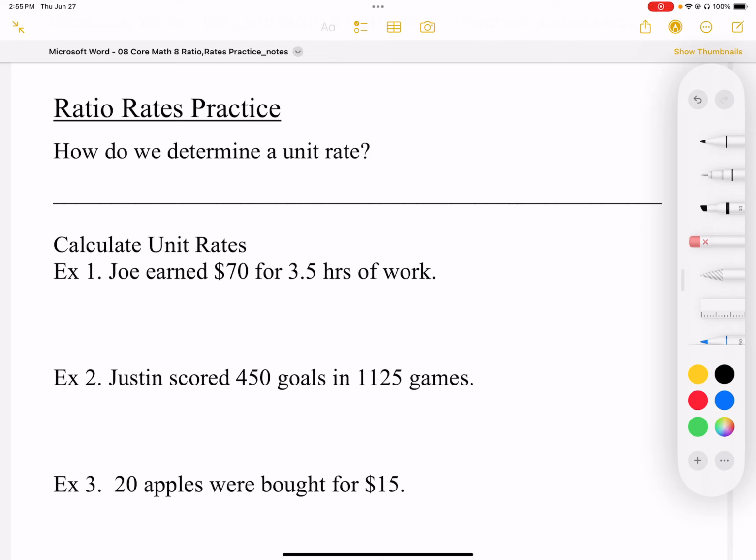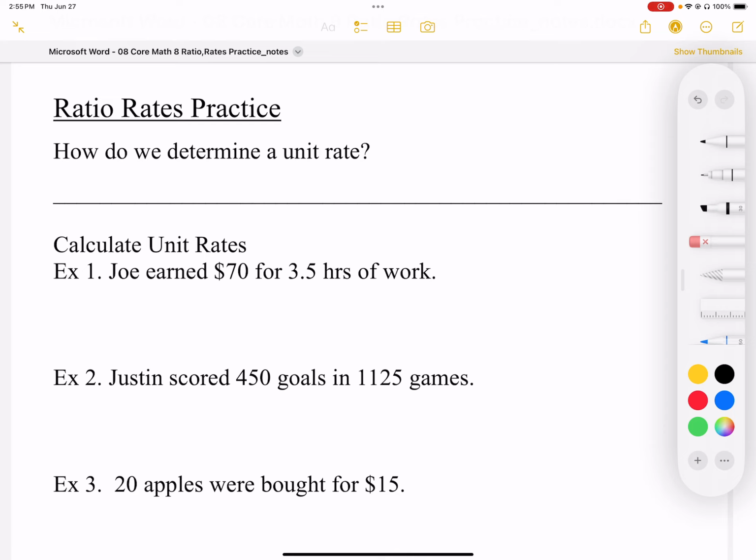To prepare for our unit test, we're going to do some practice, and we're also going to prepare a cheat sheet that we're going to use on our test. So this is the practice part, and we're going to practice rates, ratios, and fractions here.